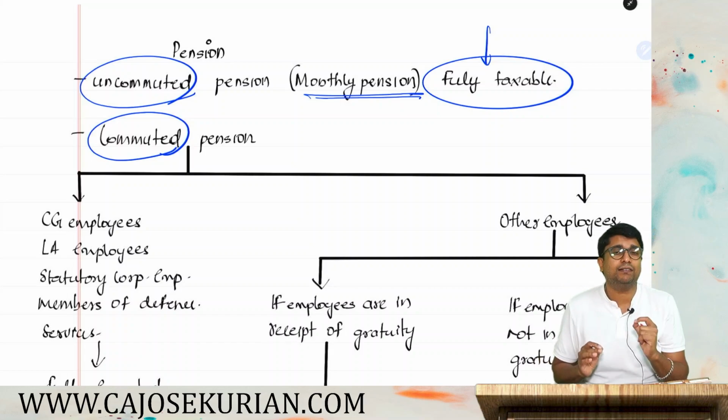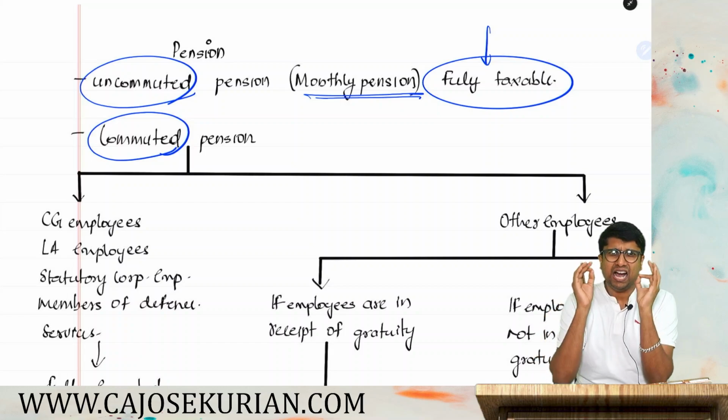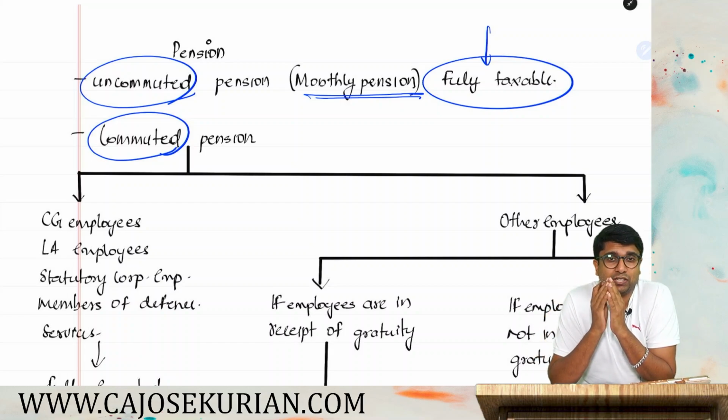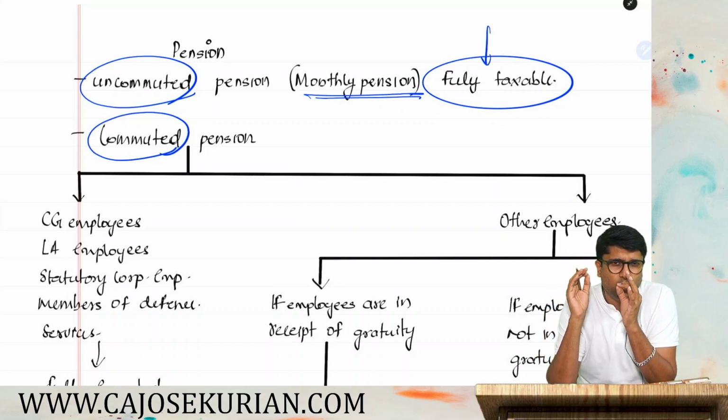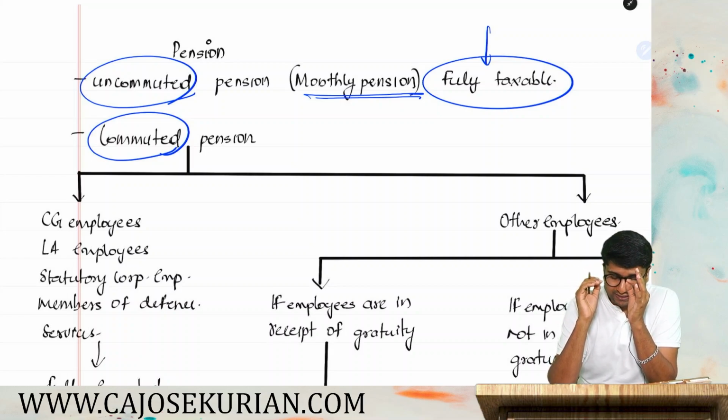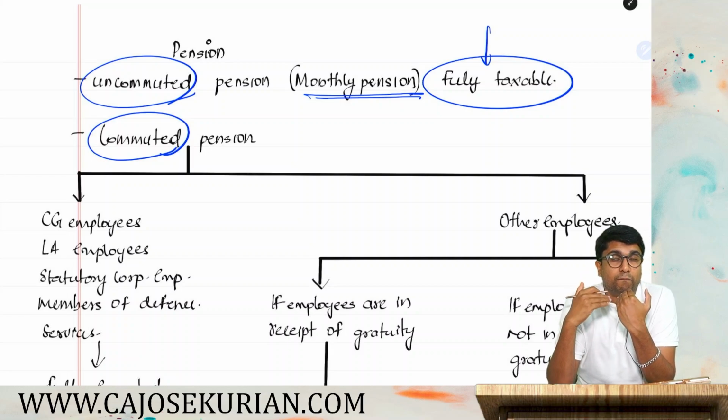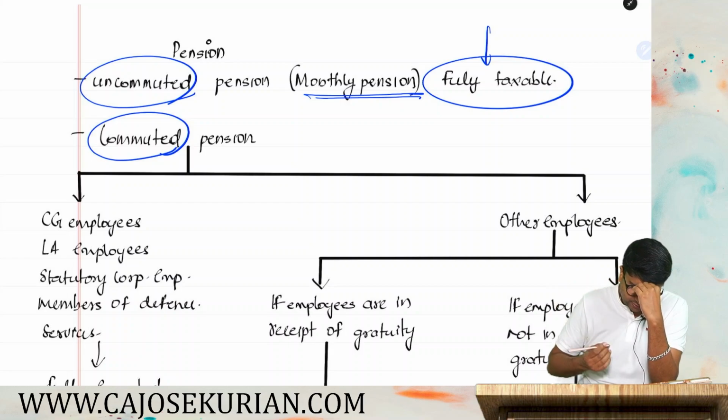So friends, listen carefully. Uncommuted pension, that means the monthly pension, shall be fully taxable. There is absolutely no exemption for the uncommuted pension. In respect of commuted pension, the employee can claim an exemption. That's what we are about to discuss right now.